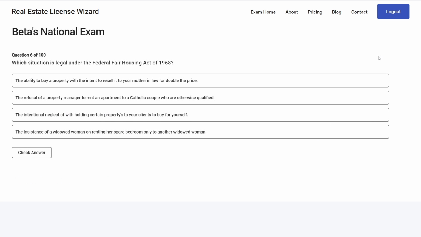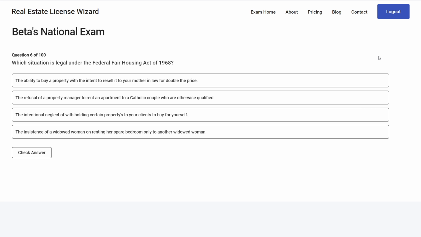Our next question. Ooh, okay. Question 6. Which situation is legal under the Federal Fair Housing Act of 1968? So it gives us four options. The first one is the ability to buy a property with the intent to resell it to your mother-in-law for double the price. The next one is the refusal of a property manager to rent an apartment to a Catholic couple who are otherwise qualified.